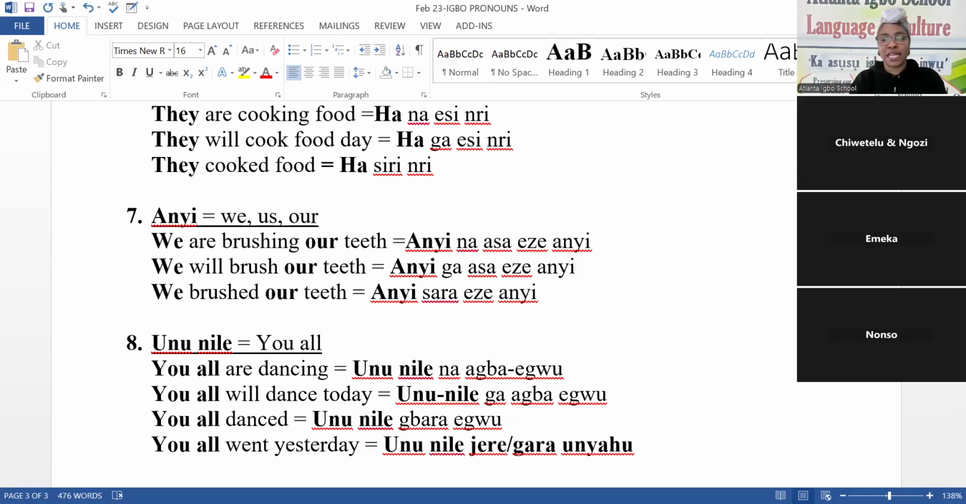Onwe onye nwere ajụjụ Chiwetara zari? Daalụ. Kedu onye ọzọ nwere ajụjụ? Ask me a question now. Did you understand how to use these pronouns for present, past tense, and future tense? Who else has a question? So everybody, you know how to use these words? Because if I ask you the pronouns, you don't get it. That's a problem.